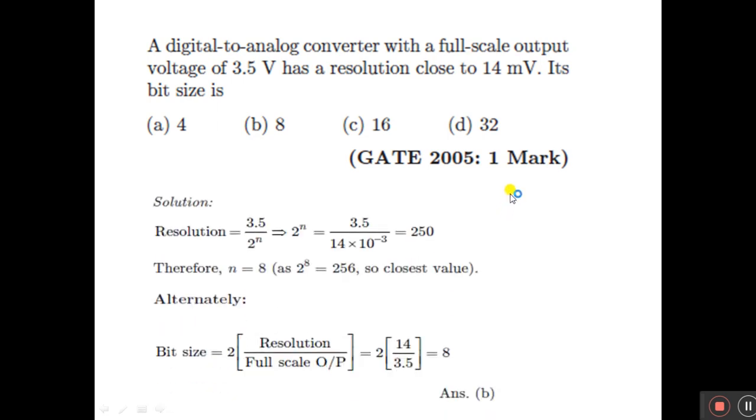This is also based on a formula only. The resolution is full scale output voltage divided by 2 power n. Now the 2 power n becomes 3.5 divided by resolution, 14 millivolt given. So 14 into 10 power minus 3, that becomes 250. So 2 power n equal to 250. So 2 power 8 becomes 256. Its closest value, n equal to 8. So option B is correct.